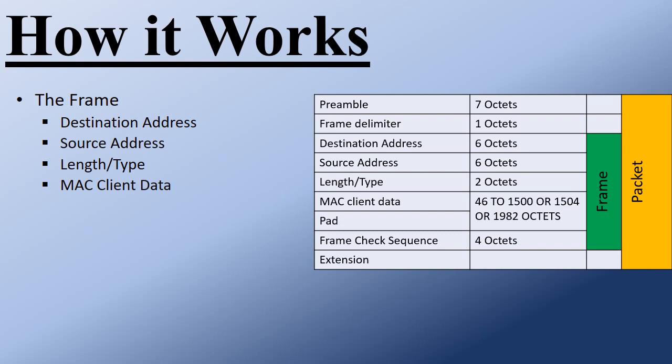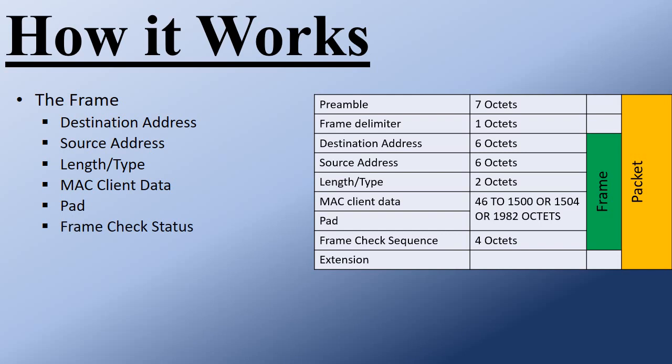Its length is up to 1500 bytes, or 1504 bytes when it comes to Q-tag frames, or 1982 bytes for envelope frames. The pad is pretty much just filler to ensure that the frame is long enough for proper CD operations. And finally, we have the frame check status.